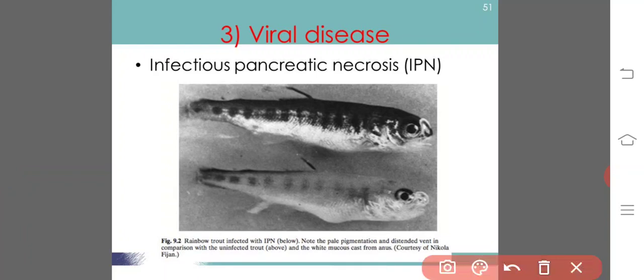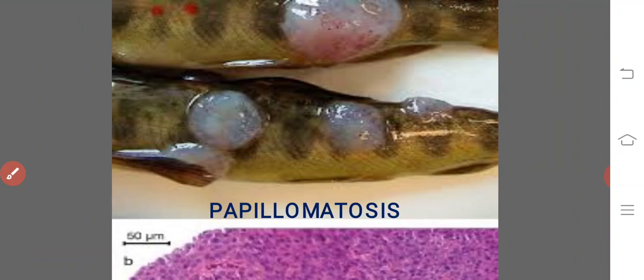What are the control measures? The only control method is to destroy the infected fish and maintain the hygienic condition in the breeding areas, otherwise the culturing ponds, and 200 parts per million of chlorine. 200 ppm chlorine is effective for treatment of the infectious pancreatic necrosis.